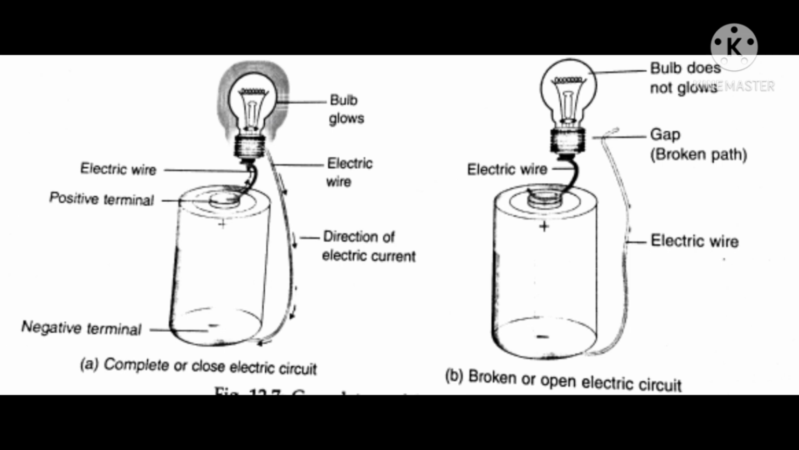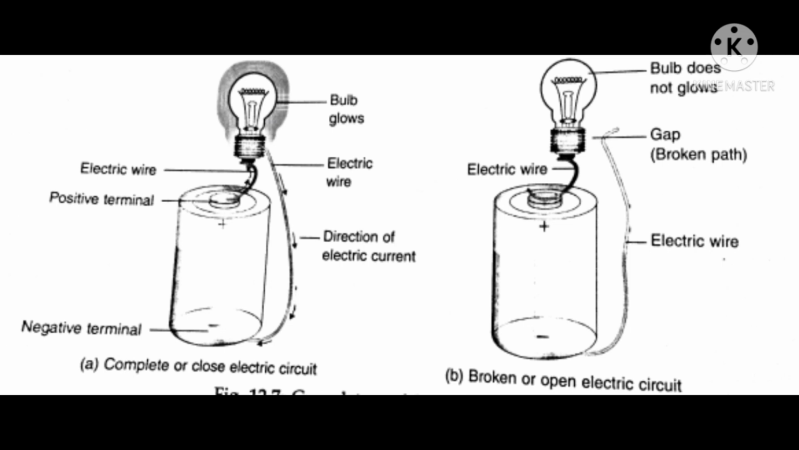When the connections are made properly, the circuit will be complete or closed. Electric current will flow through the circuit and make the bulb glow. When the circuit is completed or closed, the electricity will flow through that circuit and make the bulb glow.